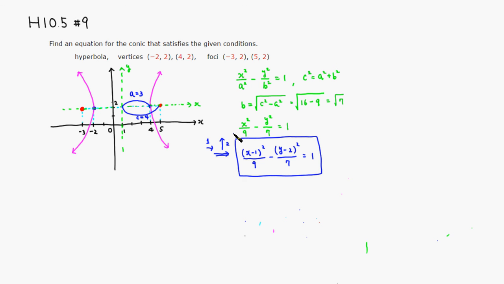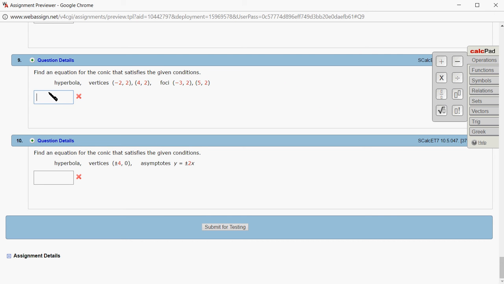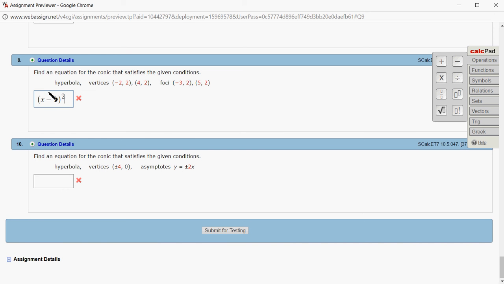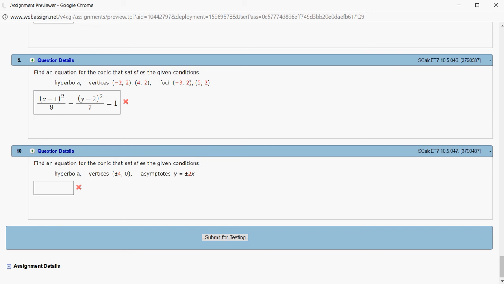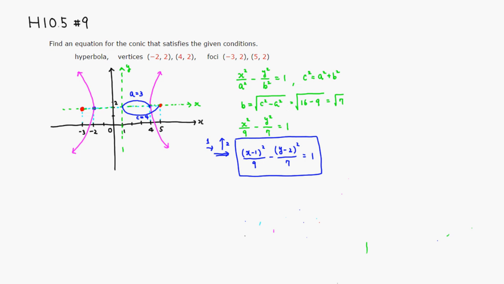So let's type it in: quantity x minus 1 squared over 9 minus quantity y minus 2 squared over 7 is equal to 1. So let's submit for testing. I came back and it looks like we got this one correctly. That's it. I hope that this was clear.